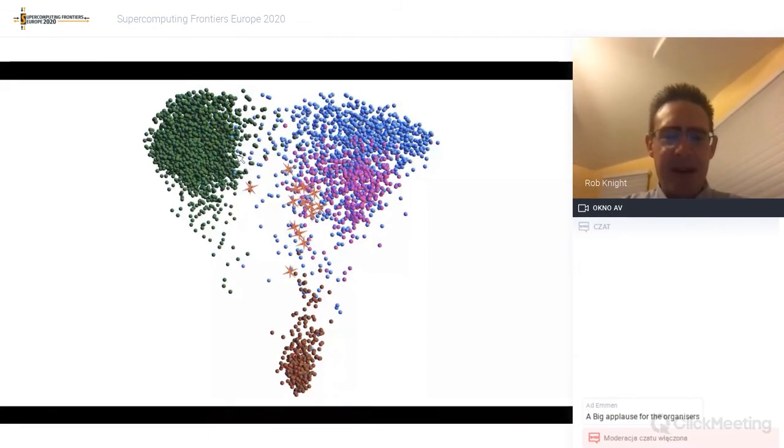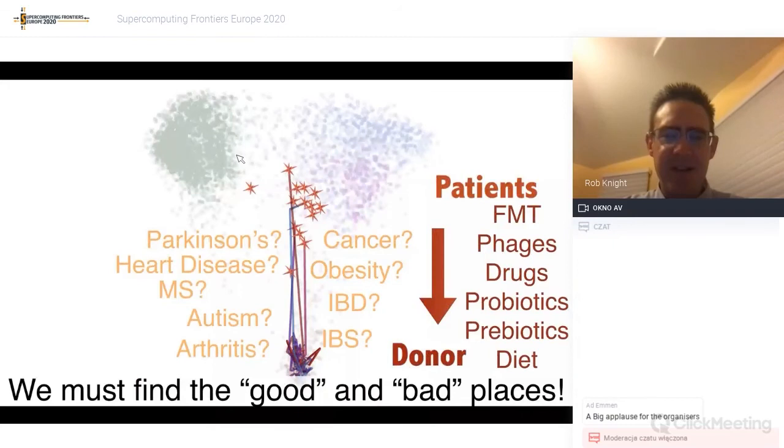But we need to go beyond finding the good and bad places. We need to develop a kind of microbiome GPS that tells you not just where am I right now, but where do I want to go? And what do I want to do turn by turn in order to get there? Whether it's something that seems as extreme as fecal microbiota transplant or stool transplant, like I just showed you here, or phage therapy, or whether it's something that seems as gentle as diet, which over the long term has a massive role in reshaping your microbiome, or whether it's something in between like drugs, probiotics, prebiotics, and so on.